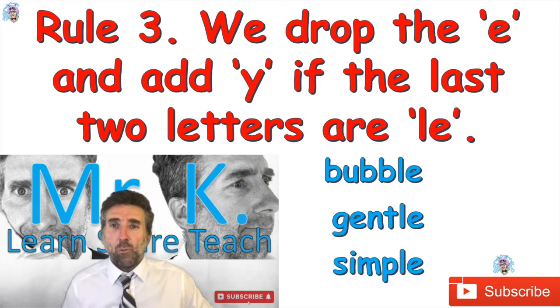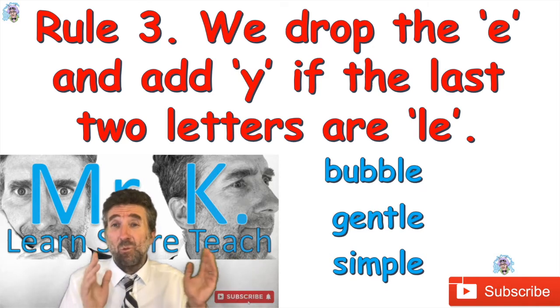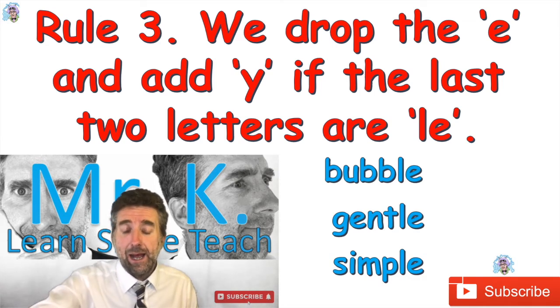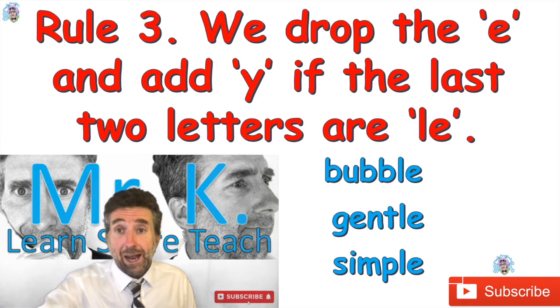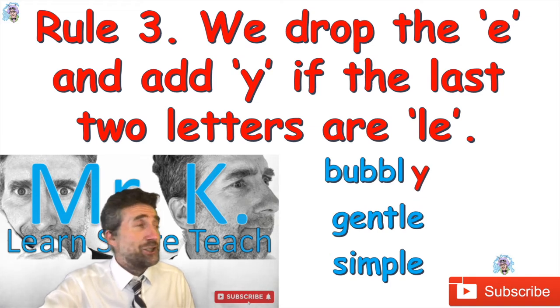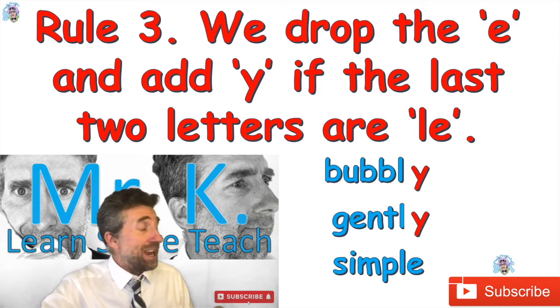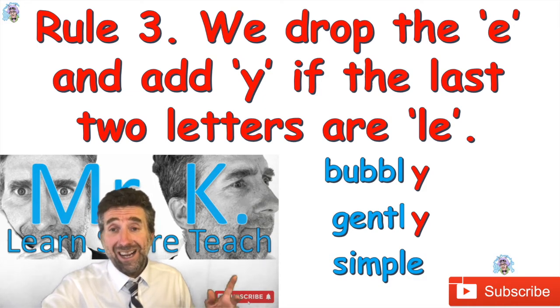Rule number 3, we drop the E and add Y if the last 2 letters are LE. So we've just said we don't have to drop the E, but if it's LE at the end of a word, you do need to drop the E and just add Y, not ly. So let's have a look here. Bubble ends in LE. Let's get rid of the E, put in a Y. There we go. Gentle ends in LE. Let's drop the E, just put in a Y. Simple ends in LE. Let's drop the E and replace it with a Y.